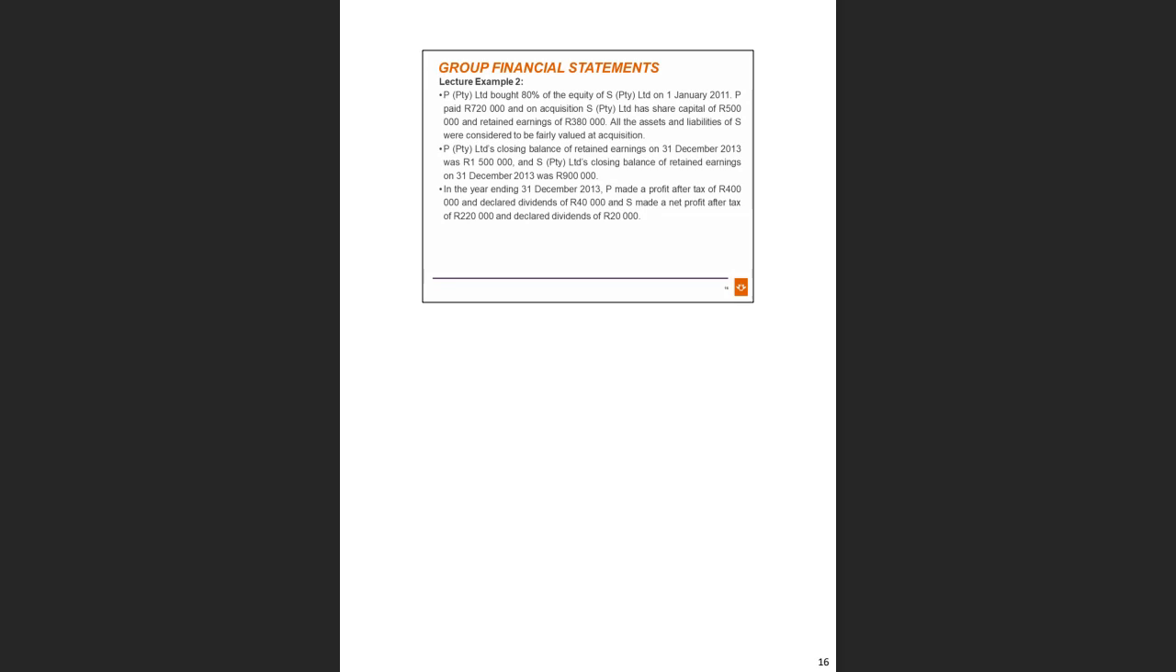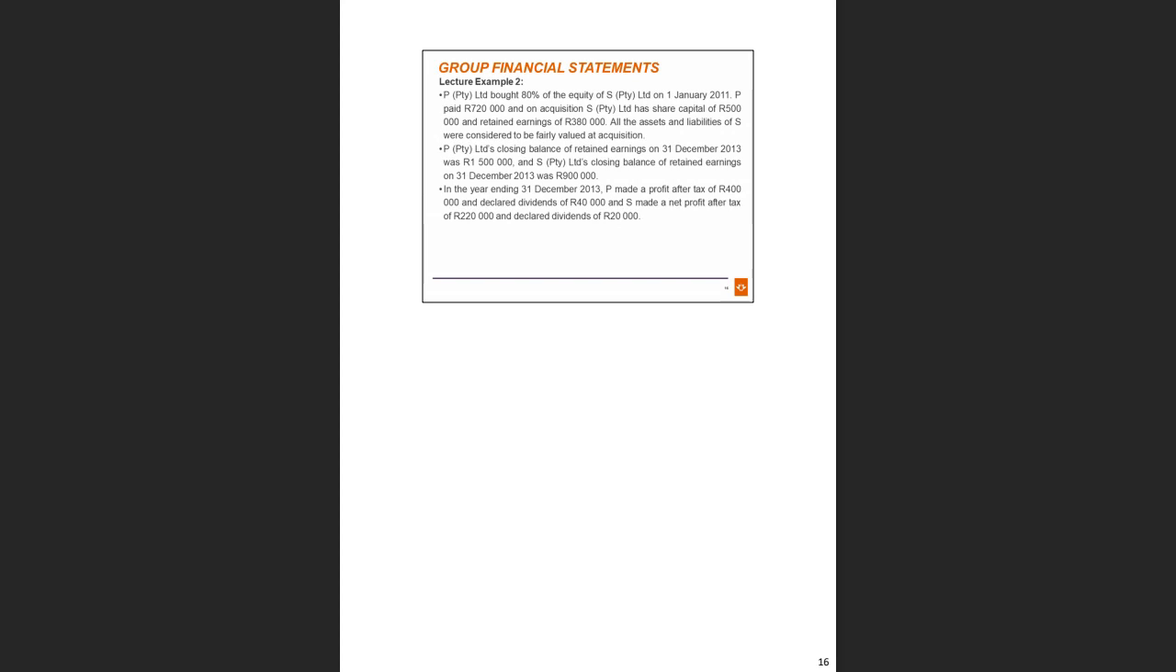What is the post-acquisition retained earnings of S? The post-acquisition retained earnings can be calculated by taking the total closing balance of the retained earnings of 900,000 Rand and subtracting the pre-acquisition retained earnings of 380,000 Rand. So this will give us a post-acquisition retained earnings of 520,000 Rand.